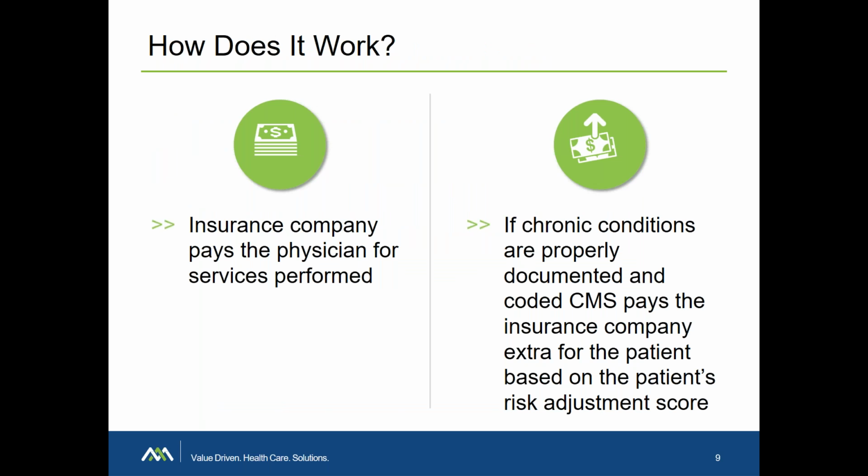So how does HCC work? So the insurance company pays the physician for services performed. If chronic conditions are properly documented and coded, CMS pays the insurance company money for the patient based on the risk adjustment score. So not documenting or not coding chronic conditions actually deprives the insurance company of correct reimbursement when those conditions contribute to medical decision-making and increase the services provided to that patient. In addition, there is governmental oversight that does hold the payers responsible for the providers consistently and accurately coding.